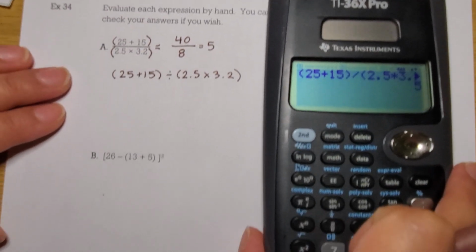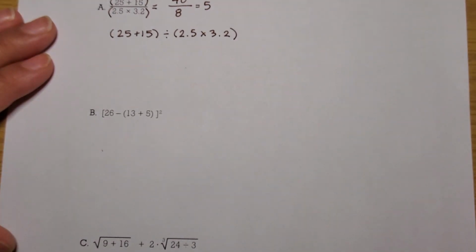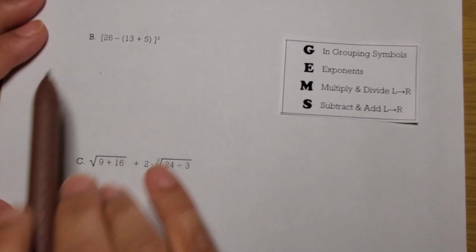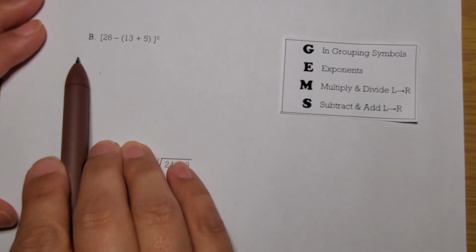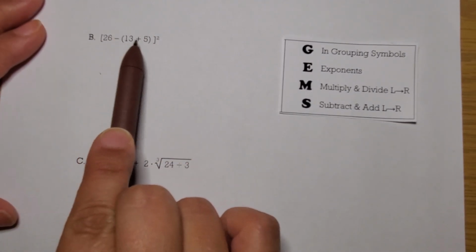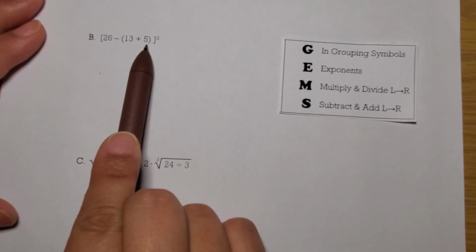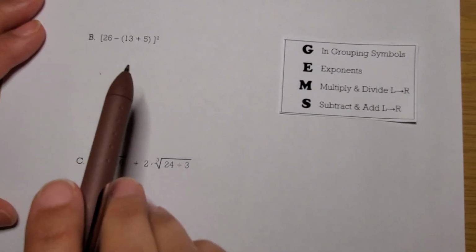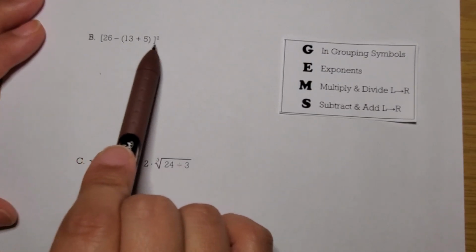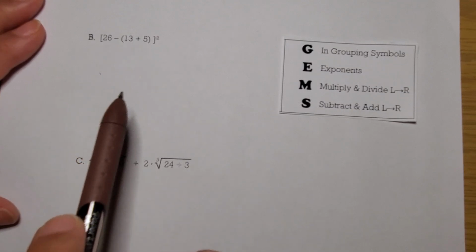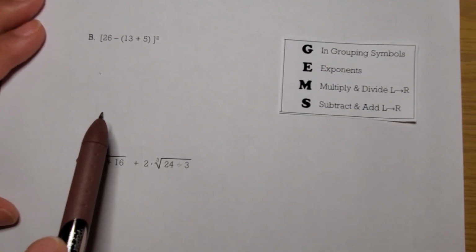Okay, let's go ahead and take a look at part B. All right, so in part B, we have multiple grouping symbols going on. So we have these square brackets and we have these parentheses. So earlier I mentioned, I think in the last video I mentioned that sometimes you might see both square brackets and parentheses, and that's to help you know which grouping symbols match up with each other.